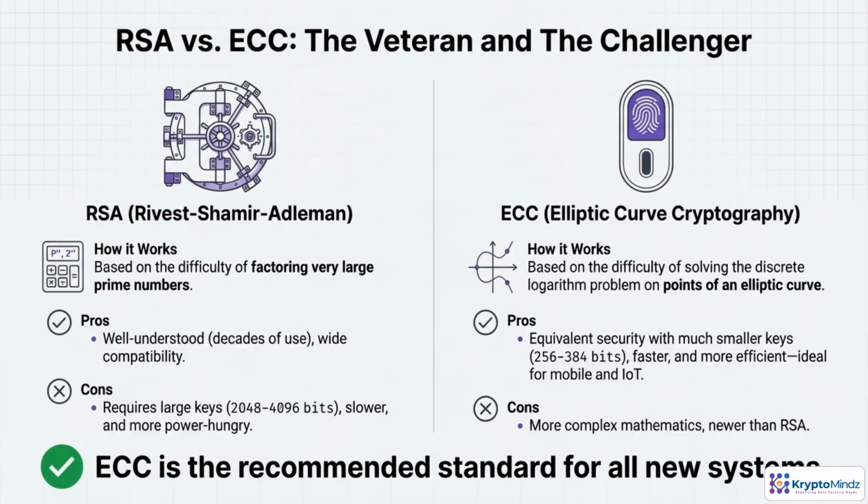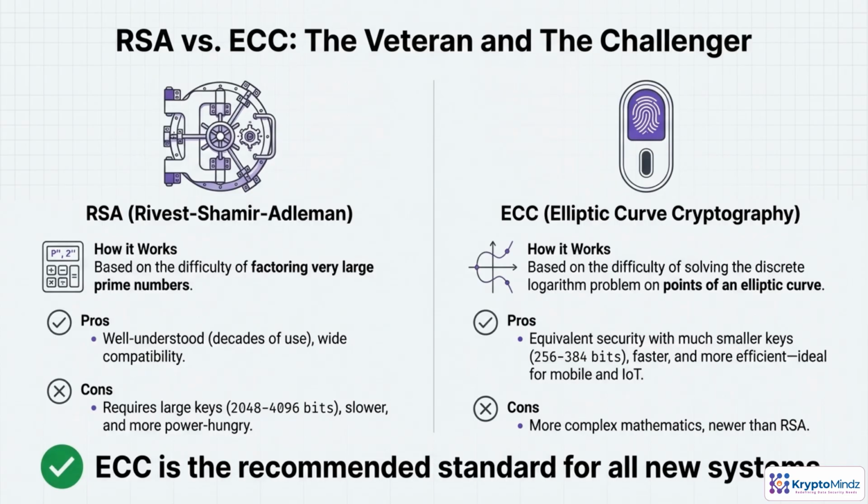There are two main algorithms for asymmetric cryptography: RSA and ECC, elliptic curve cryptography. Let's compare them. RSA stands for Rivest, Shamir, and Adleman, the three mathematicians who invented it. RSA is based on the difficulty of factoring very large numbers. Here's the basic idea. Multiplying two large prime numbers together is easy. A computer can do it in milliseconds. But if you give someone only the result and ask them to figure out which two primes were multiplied, it becomes extremely hard. This asymmetry, easy one way, hard the other way, is what makes RSA work.